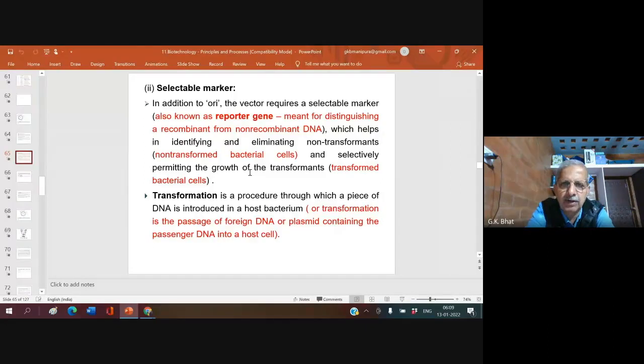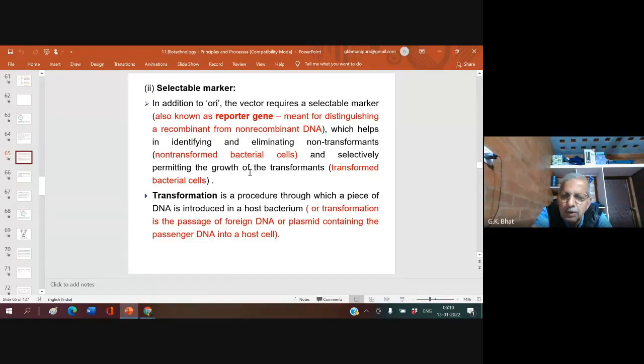What is a transformed bacterial cell here? A transformed bacterial cell is a bacteria which has a plasmid, with or without recombinant DNA, from another source, not of its own. So whenever we introduce the plasmid into a bacteria, that bacteria is called a transformed bacterial cell. Without that plasmid, it is a non-transformed bacterial cell. Transformation is a procedure through which a piece of DNA is introduced into a host bacterium. And how are we introducing? Through plasmid.